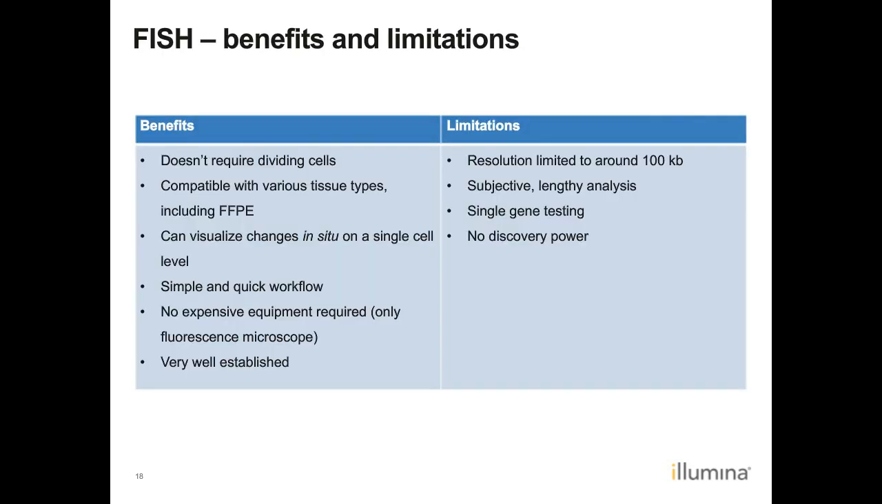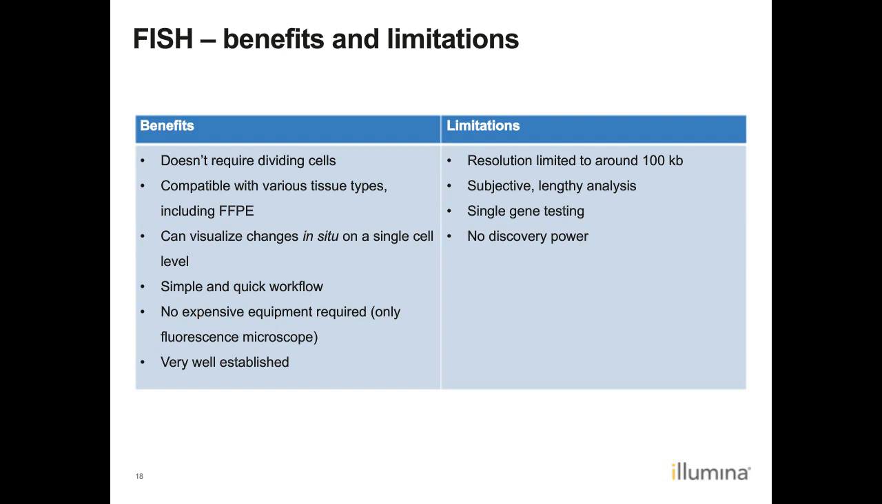FISH has a lot of advantages as it's been used for over 30 years. It is very well established and became a gold standard for detection of translocations. One of the most important benefits of FISH is its ability to detect rearrangements in non-dividing cells. So lengthy cell culture, as in case of karyotyping, is not required. It is possible to use interphase cells and there is no need to have metaphases. It is also compatible with archived tissue such as FFPE material.